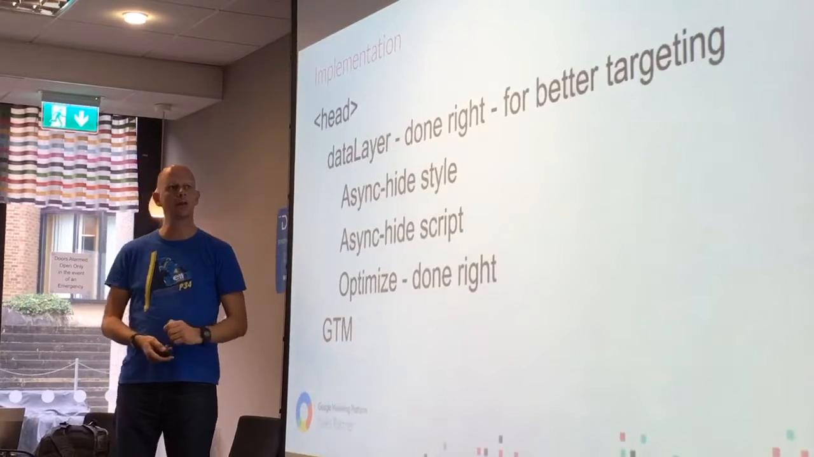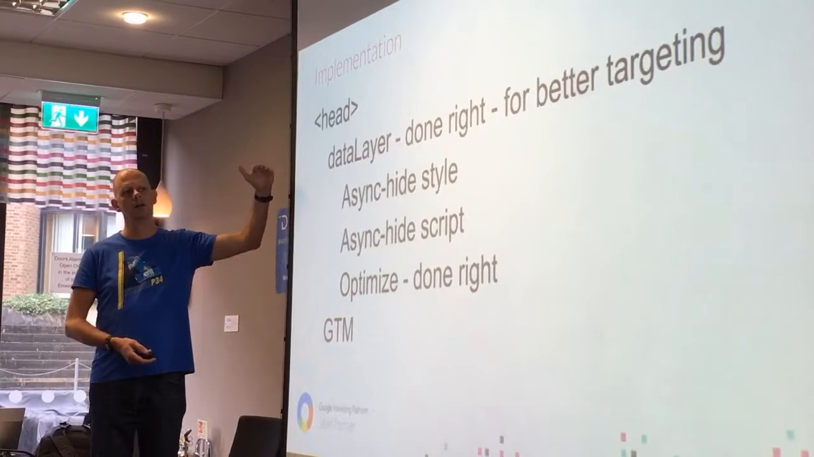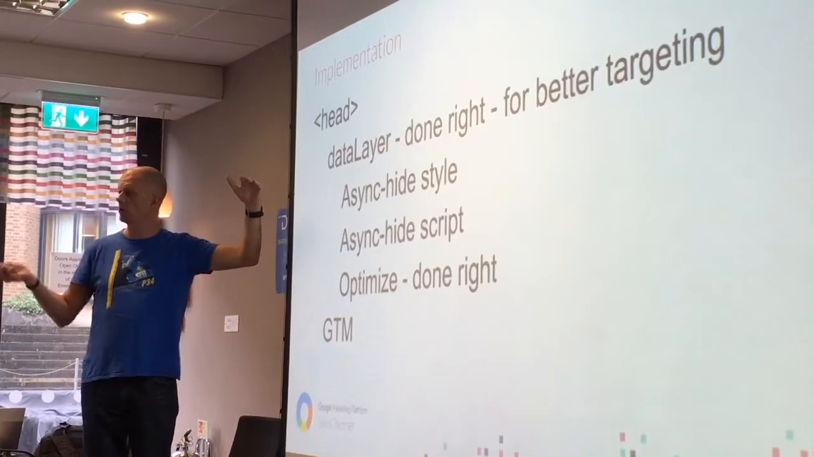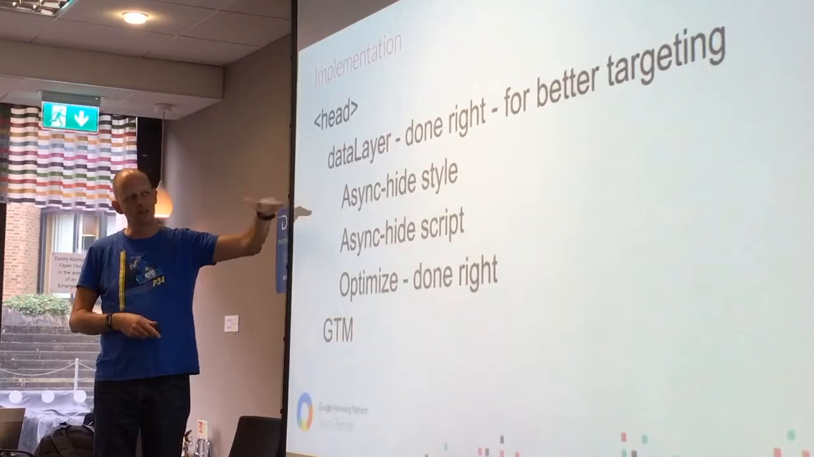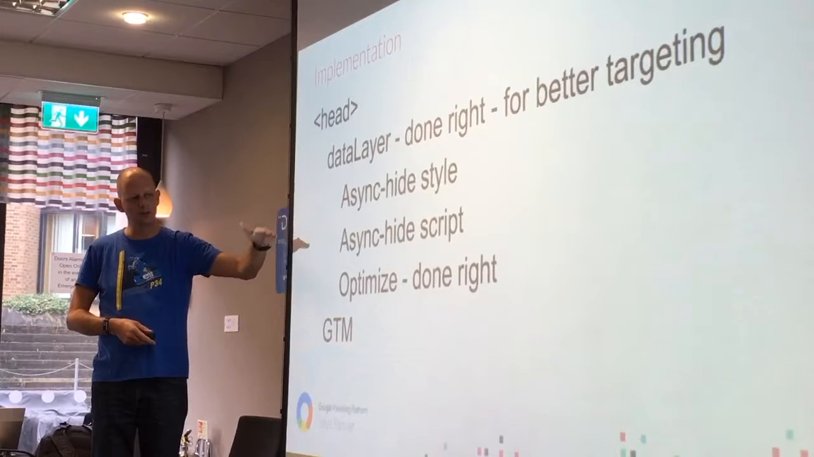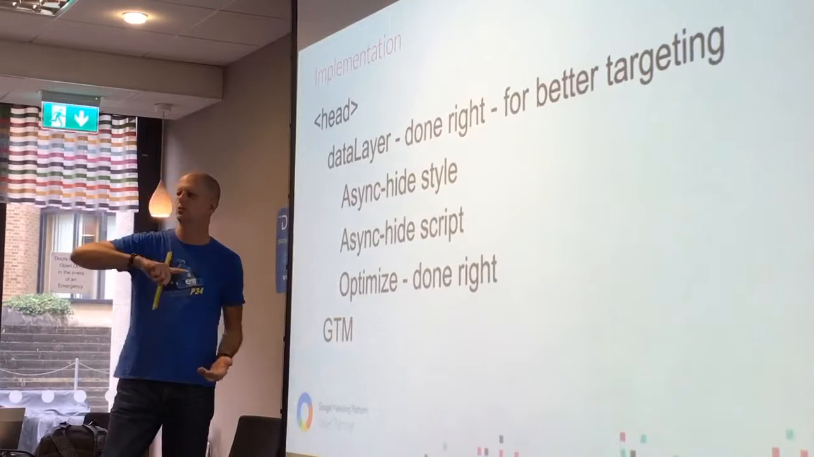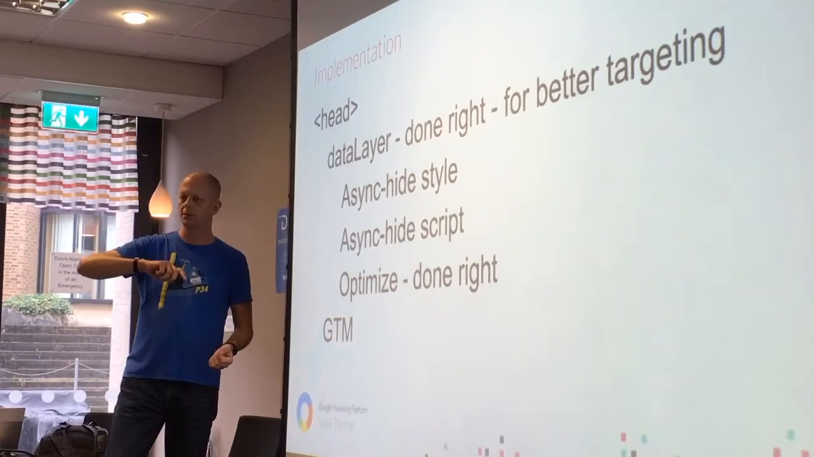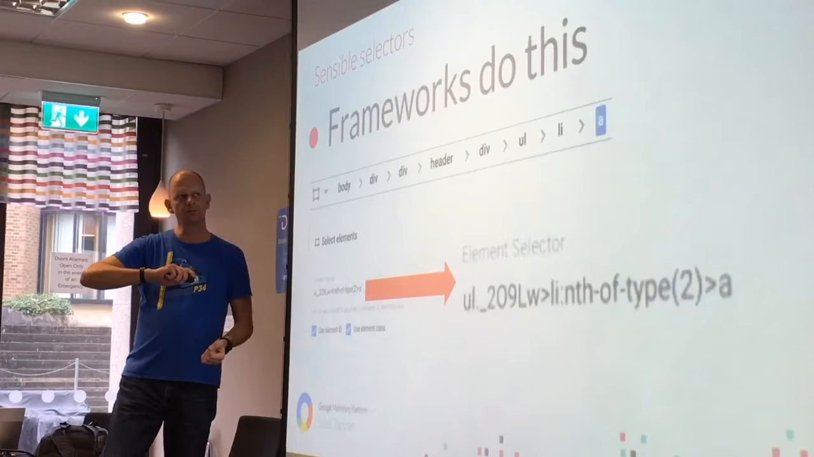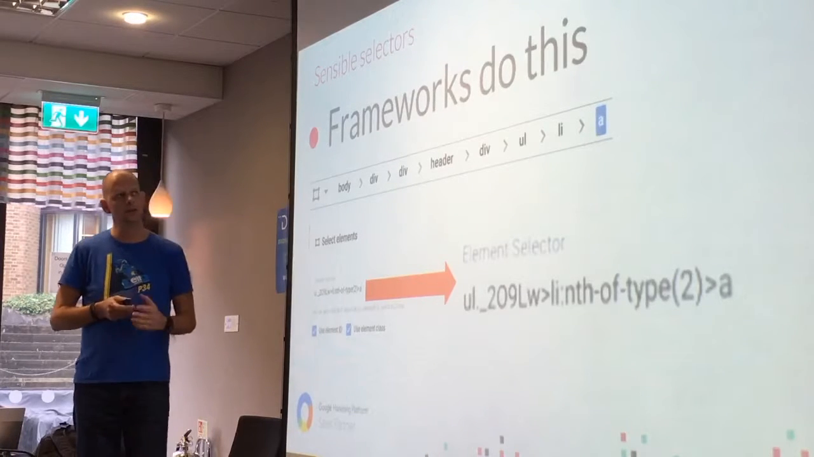So where are we? We're doing our data layer done right, back targeting based on whether or not we're allowed to then do Optimize. Then we can go in our style scripts, then our Optimize done right, and then we can allow GTM to do whatever it needs to do. That's what you should be aiming for with your Optimize implementation. Okay? Next bit.